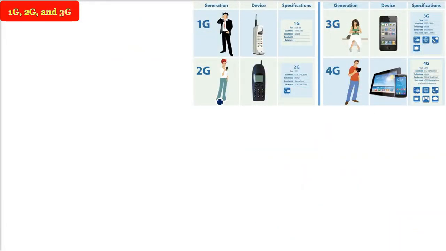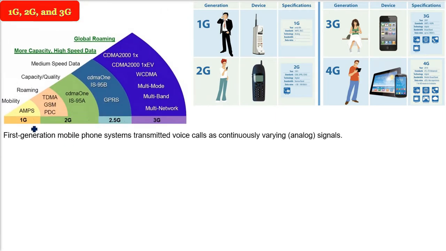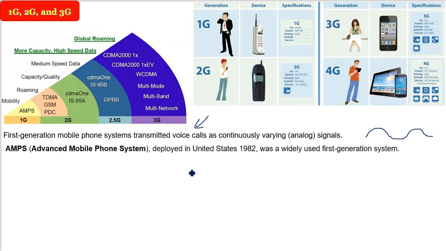There are various generations of mobile telecommunication, or you can say mobile networks, mobile services, cellular services, data services. These are the different generations: 1G, 2G, 3G, 4G, 5G. The first generation was a mobile phone system only transmitting voice calls. There were only analog signals, no digital, no bits.